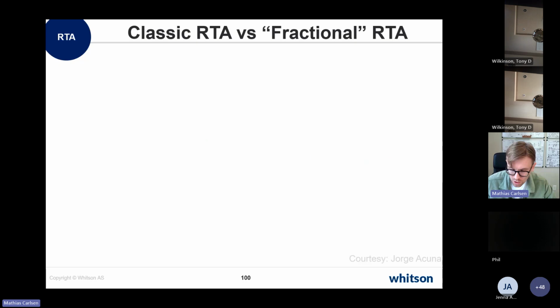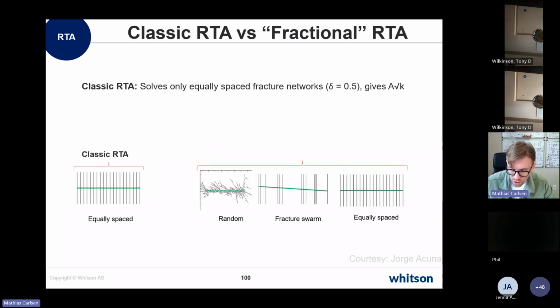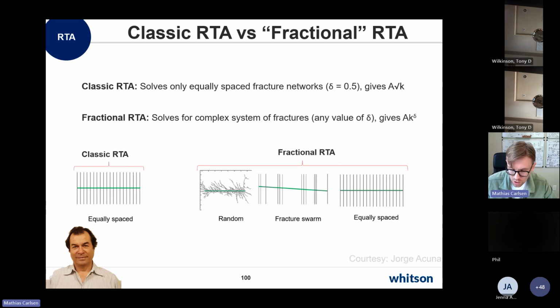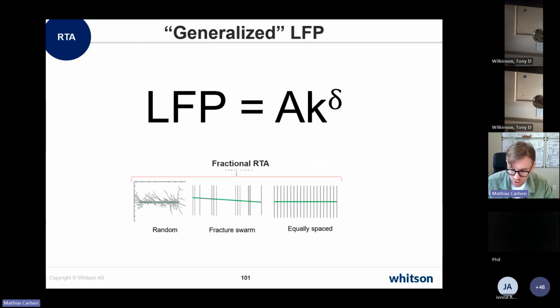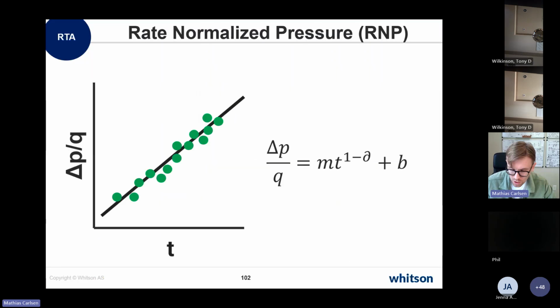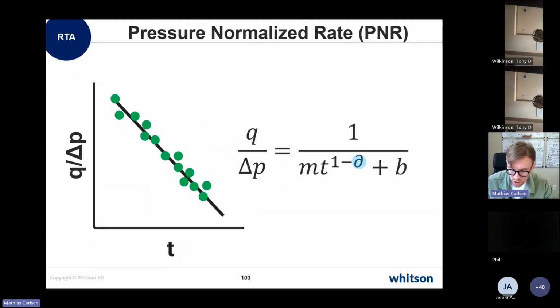So in a nutshell, the difference was that classical RTA solves for equally spaced fracture networks, while fractional RTA solves for more complex systems. And the LFP was slightly different, and we also learned that we could quantify the rate or this delta parameter from using rate normalized pressure versus time. We're going to do this together a little bit later, where you can do that using this plot, or you could actually use the inverse plot as well.